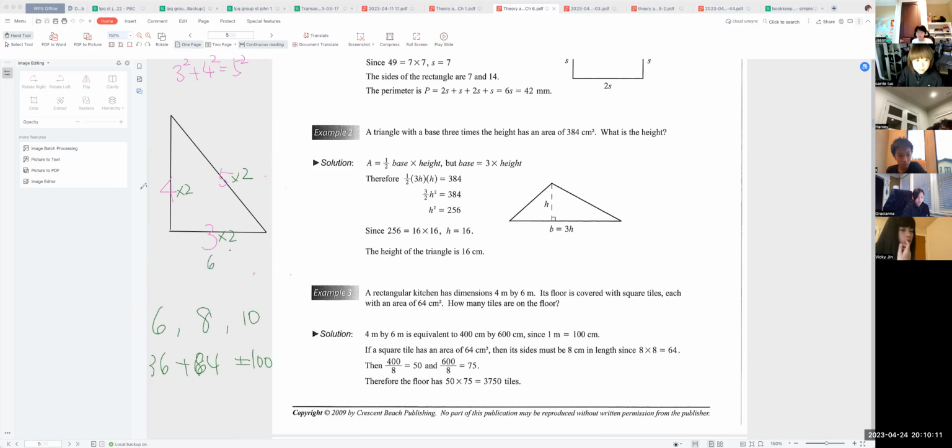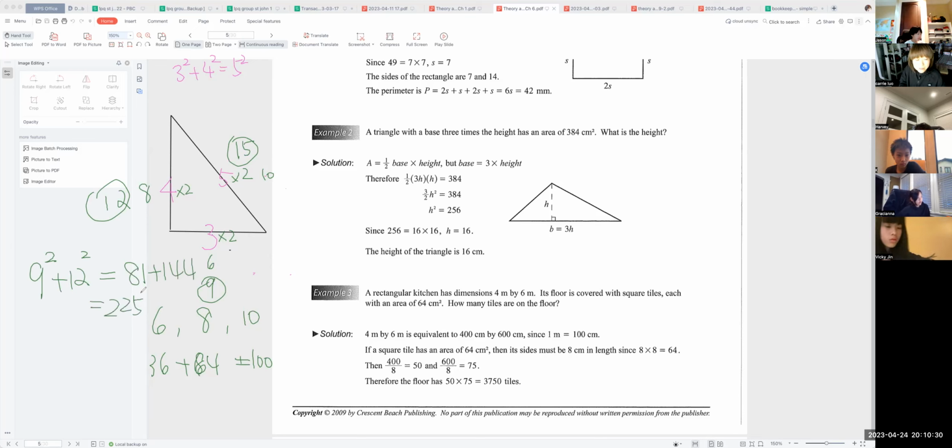So 6, 8, 10 is, and also 9, 12, 15. So this one times 3, this one also times 3, 12, and this one times 3, 15 is also true for the Pythagorean theorem because 9 squared plus 12 squared equals 81 plus 144 equals 225. It is exactly equal to 15 squared. Get it, Harvey? Oh yeah.